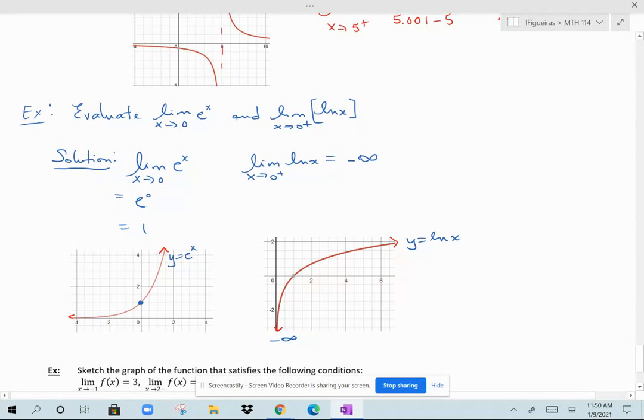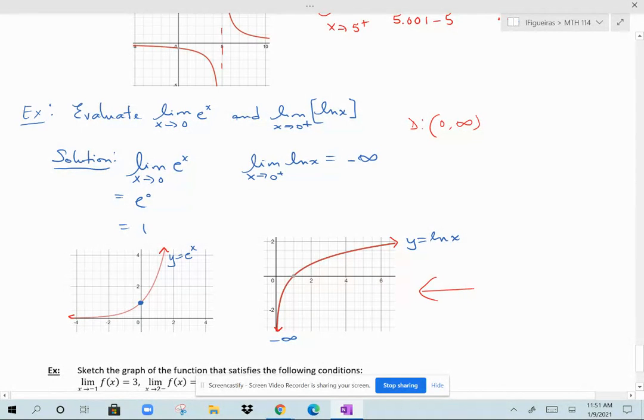So with the natural log, the reason why I'm only taking the limit as x approaches 0 from the right is because the domain of my natural log is only from 0 to infinity. Natural log is undefined. Sorry, it's open circle. It's not defined at 0. Natural log is only defined for positive numbers. At 0, it's undefined, and at negative numbers, it is also undefined. So as x approaches 0 from the right, your graph is approaching -infinity.